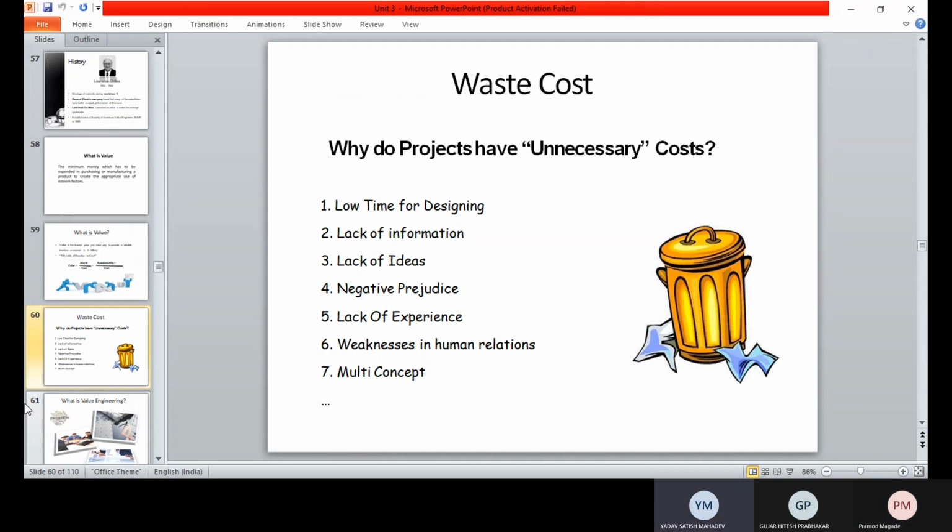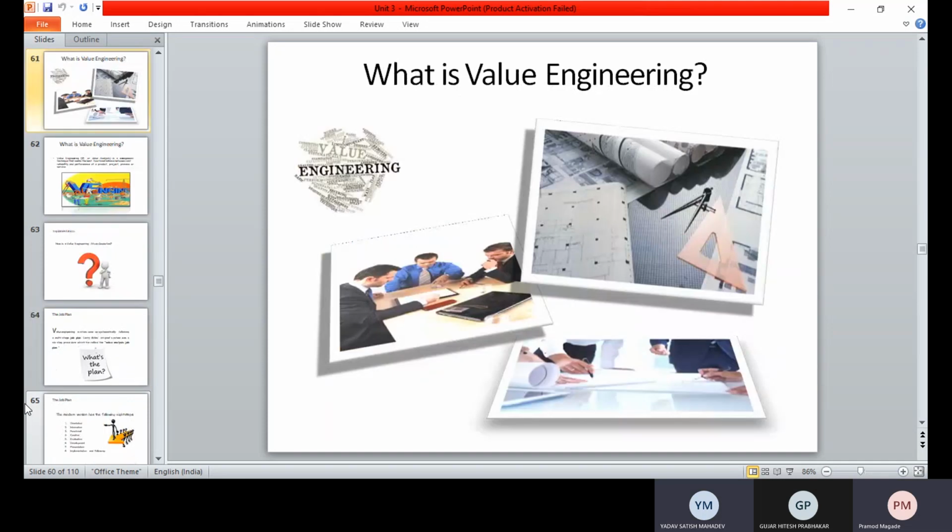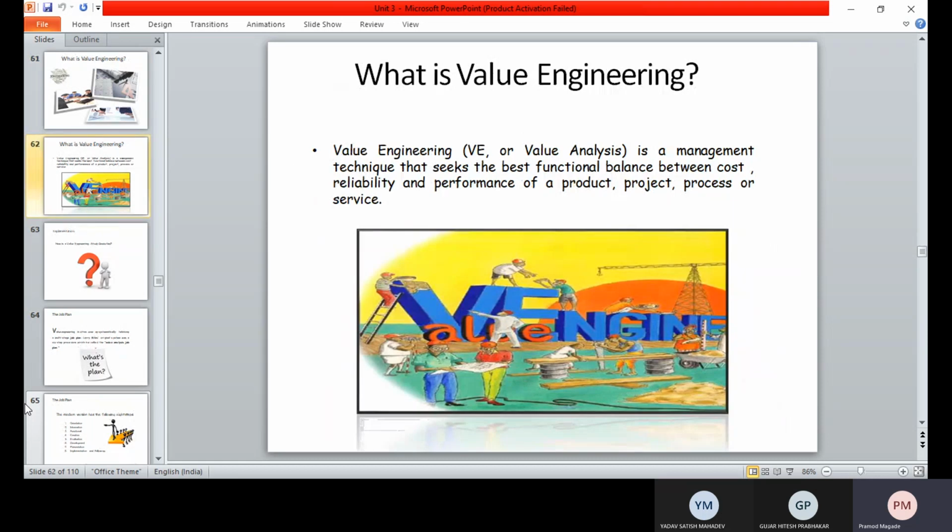Okay. Now, what is value again? So these are the lowest price which we can get in reliable quality. So here also I got the slide. I'll just read. Value engineering or analysis is a management technique that seeks the best functional balance between the cost and reliability and performance of the product, project, process, or service. So that we called as a value engineering.